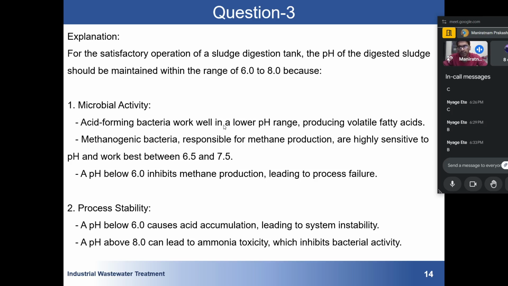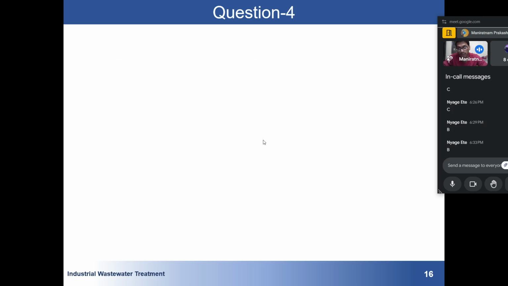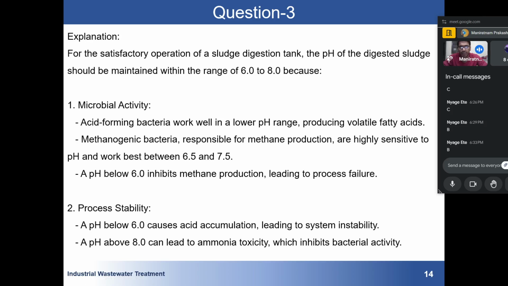Acid forming bacteria work well at lower pH, producing volatile fatty acids. Methanogenic bacteria are responsible for methane formation. The bacteria for methane formation are highly sensitive to pH and work well between 6.5 and 8. A pH below 6 inhibits methane production, leading to process failure.